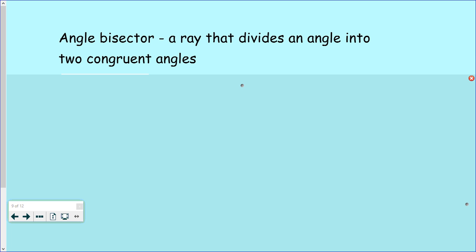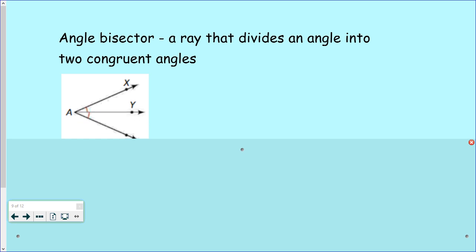The final angle information is we get a pair of angles formed by an angle bisector. An angle bisector is a ray that divides an angle into two congruent angles. So in this picture, AY is the angle bisector. And anytime we're told something is an angle bisector, it makes two angles that are congruent to each other. Right from that, we can conclude that the two angles created are congruent to each other.